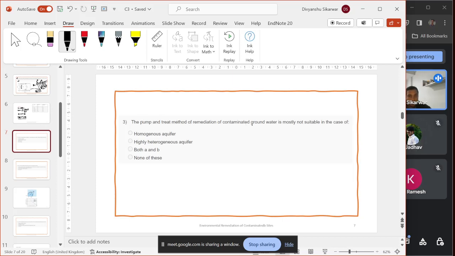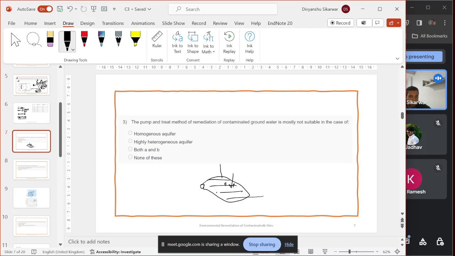The pump and treat method of remediation of contaminated groundwater is mostly not suitable in which case? In the pump and treat method, there is a contaminant plume, and we put n number of wells as per requirement, remove the water, and then treat it. After treatment, we can either re-inject the water or use it for some other purpose. This is a method to handle the contaminated site.